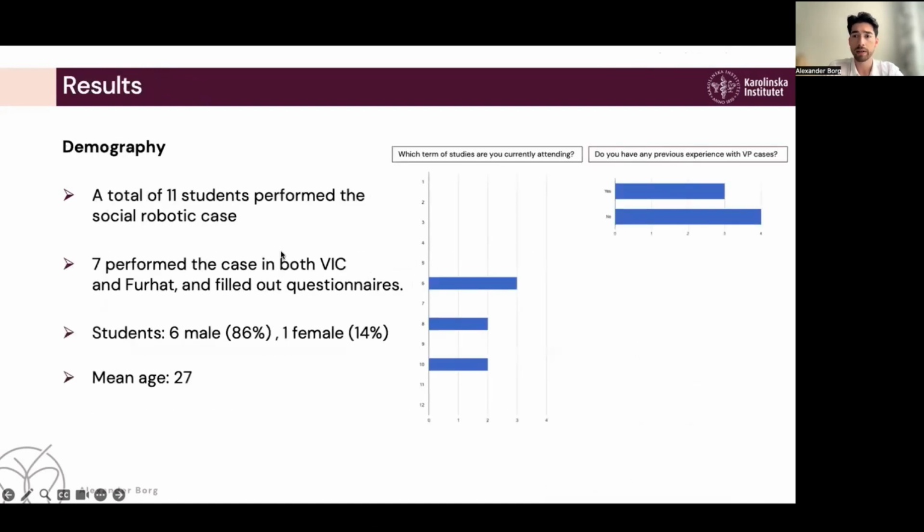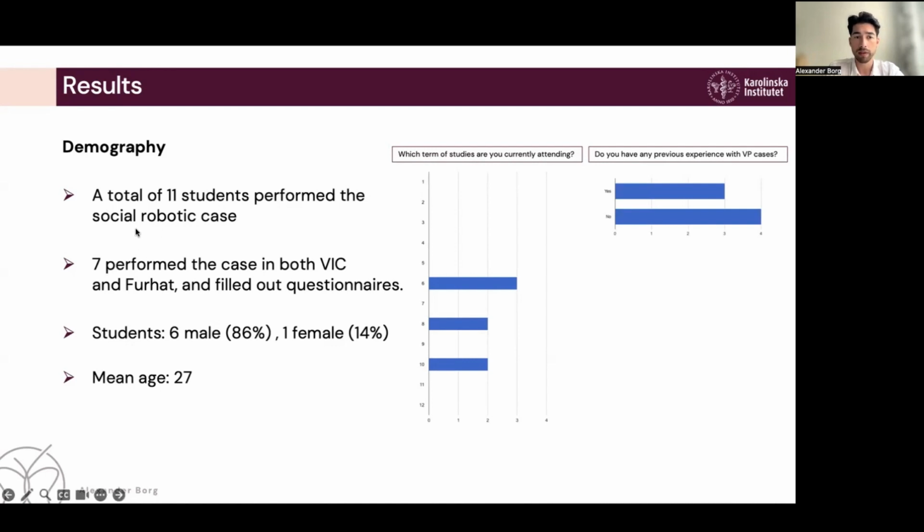So what do we find out? And I want to underline here that these are very preliminary results, as our study group is small. 11 students agreed to try out the social robotic platform. We used a physical robot, as mentioned, and while every one of them had performed the same case in VIC, only 7 of them had done the clinical reasoning evaluation for both platforms. It could therefore be included in this final analysis.